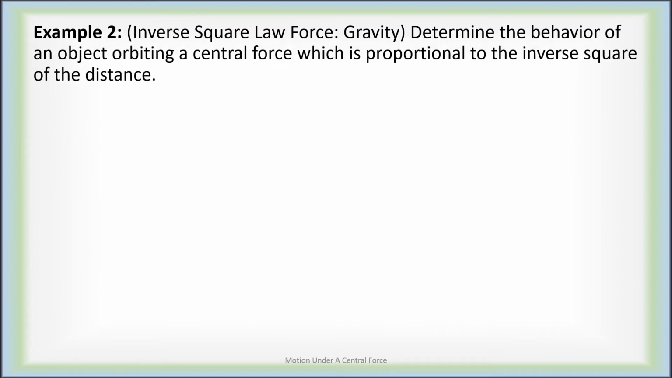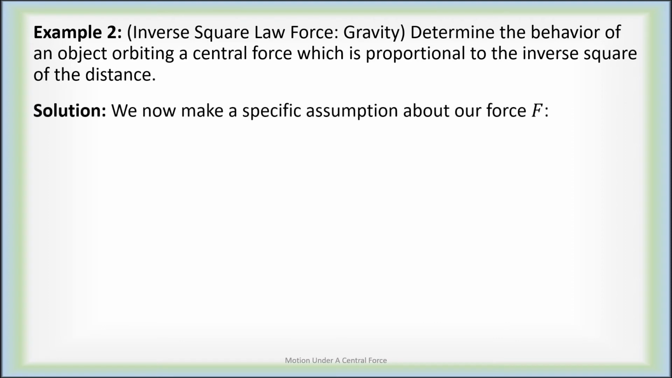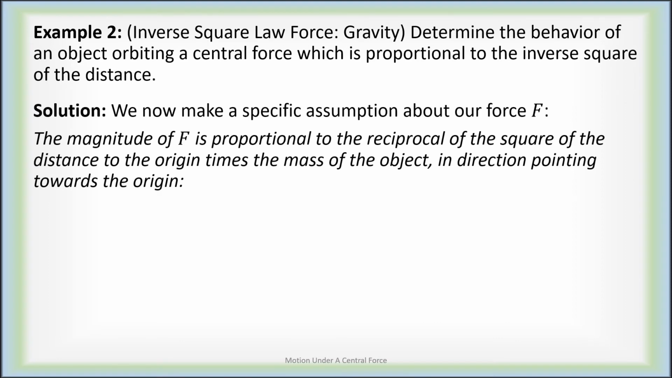As a second example, determine the behavior of an object orbiting a central force where the force is proportional to the inverse square of the distance. So now we're making a specific assumption about our force function f. The magnitude is proportional to the reciprocal of the square of the distance to the origin times the mass of the object, and the force points towards the origin. So f of r, the magnitude of our force function, points towards the origin, so it's negative, and it's m times a constant k divided by the distance r squared.